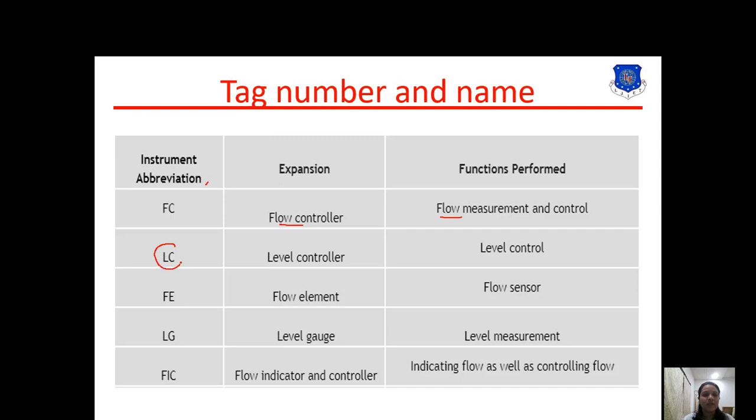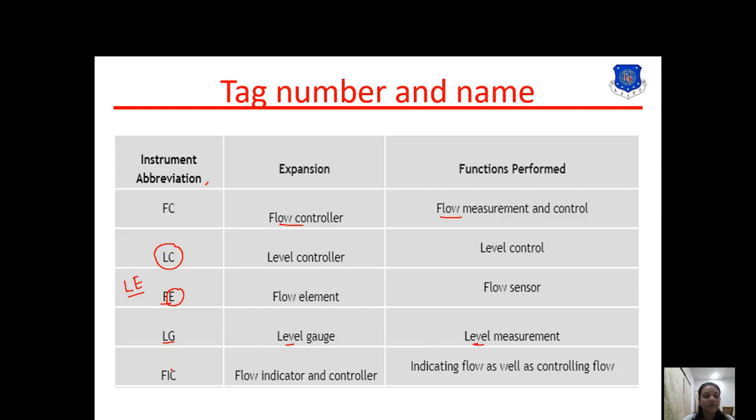LC, L means the level controller, and the function of the LC is to control the level of the system. FE, E means the element of the system. The full form of FE is flow element, and it is used as the flow sensor. If it is given as LE, the full form of LE is level element, and it is a level sensor. Now what is the full form of LG? LG means level gauge, and it is used to measure the level of the system.